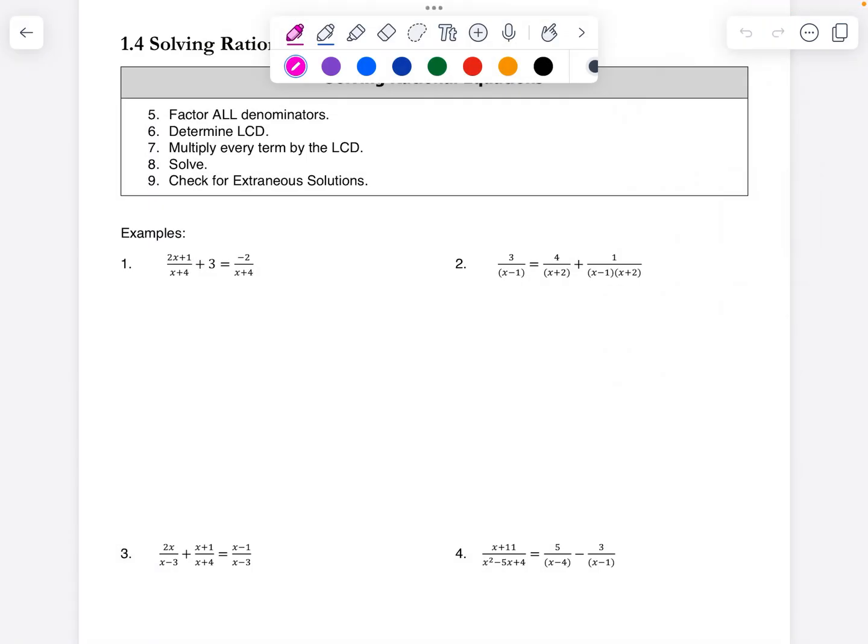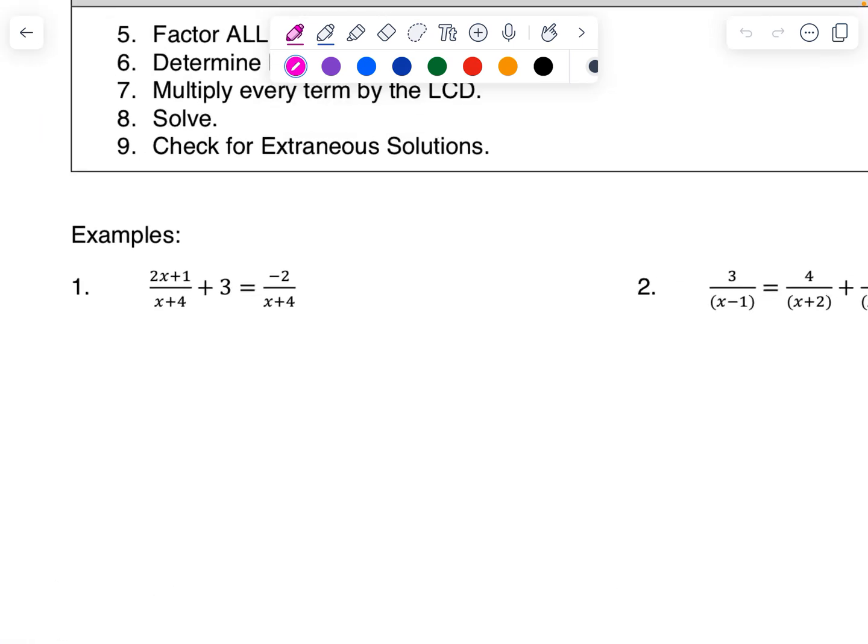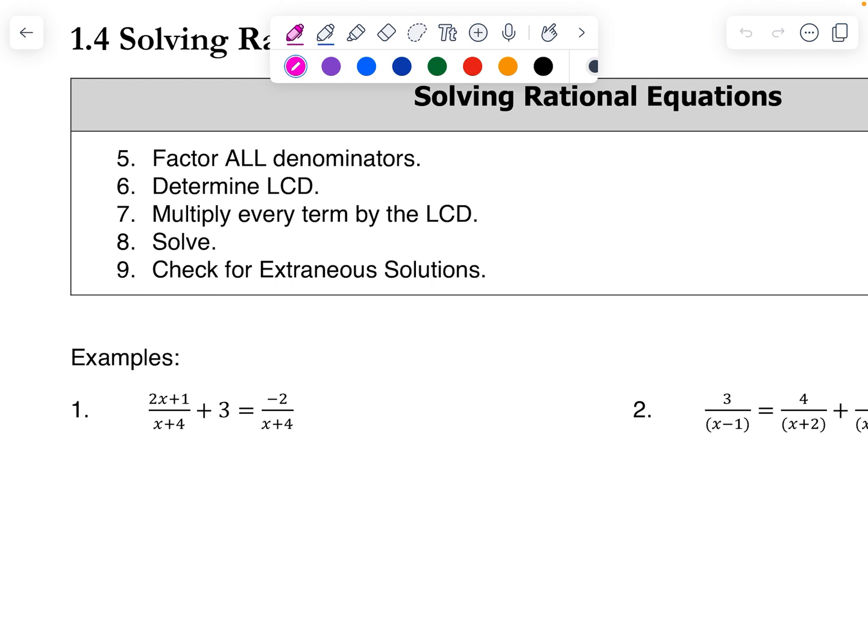Okay, so let's take a look at solving rational equations. When we're solving the equation, so we simplified before, now we're solving, so we're finding out what x is. So first, you're going to have to factor all denominators. Oops, I don't know why it starts with step 5. That should be step 1.